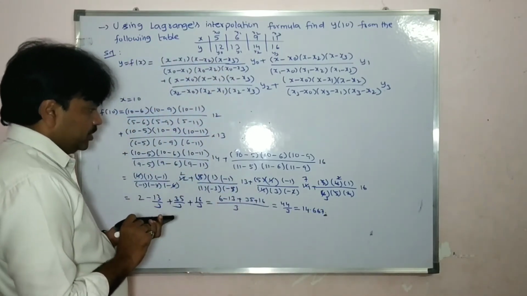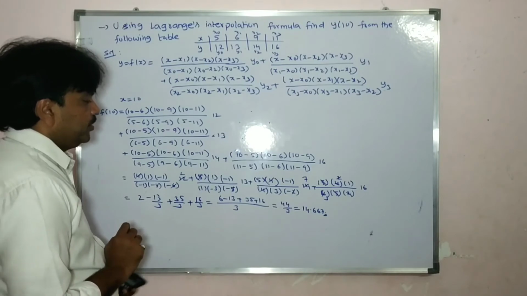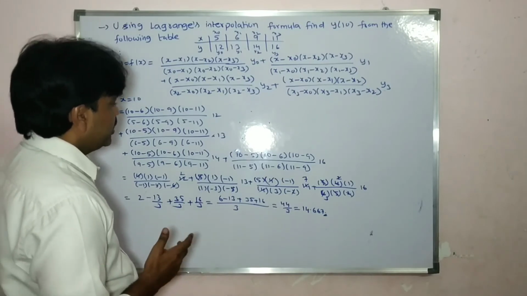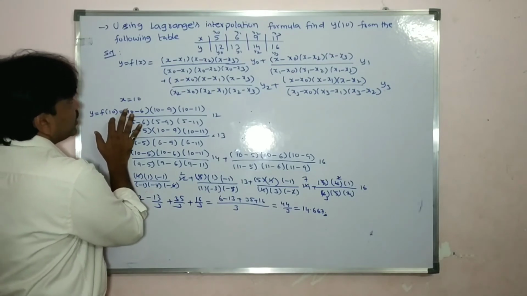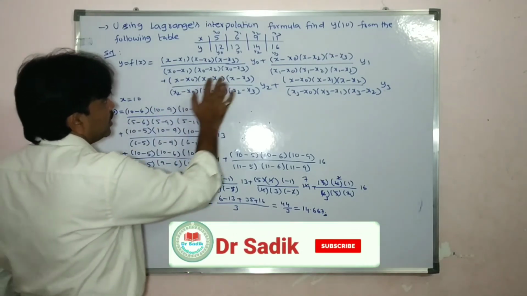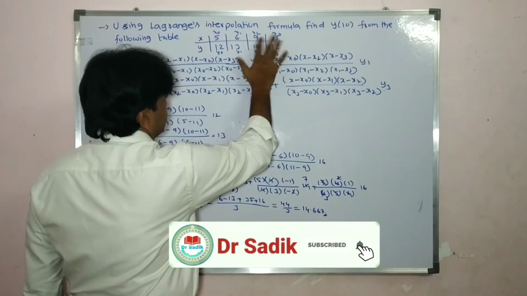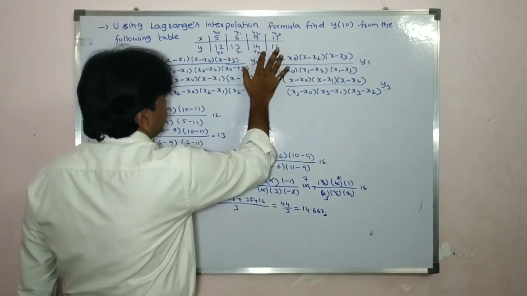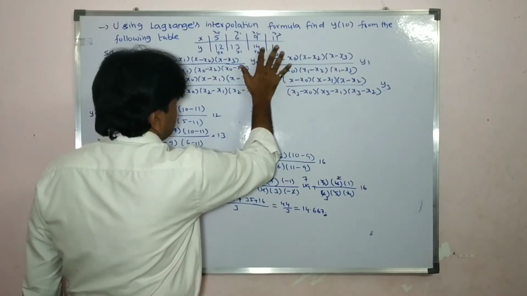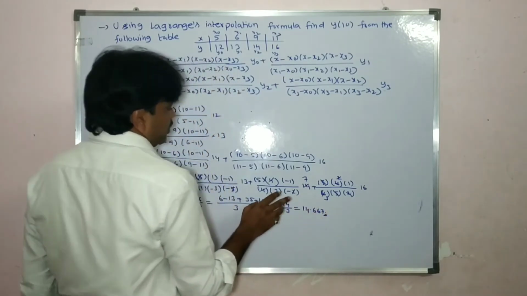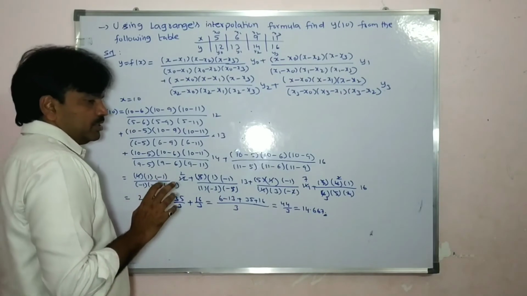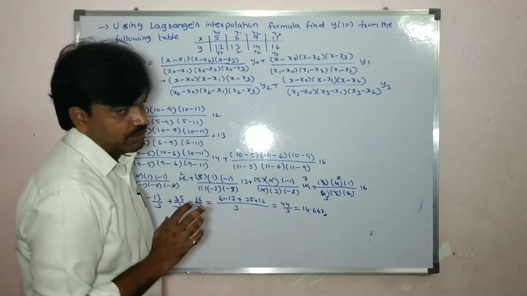This is the value, students. You can check here: 10 students. We have 10 here. 10 means it lies between 9 and 11 students. So the value must be between 14 and 16. So we get here 14.667. Okay students, that means that value is almost correct.